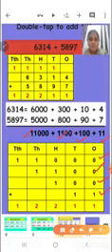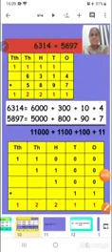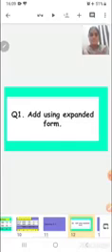Children, if you observe carefully, the first addition that we have done, this answer and the answer that we got after expanding form is same. So children, addition can be done using expanded form also. Children, let us see similar sums in exercise 3.3. The first question is add using expanded form. Children, you are going to note down all the question answers in your notebook.